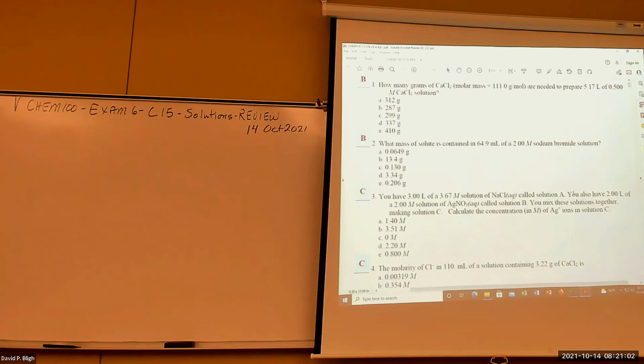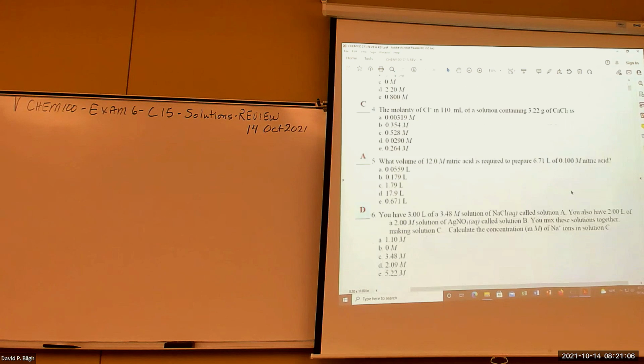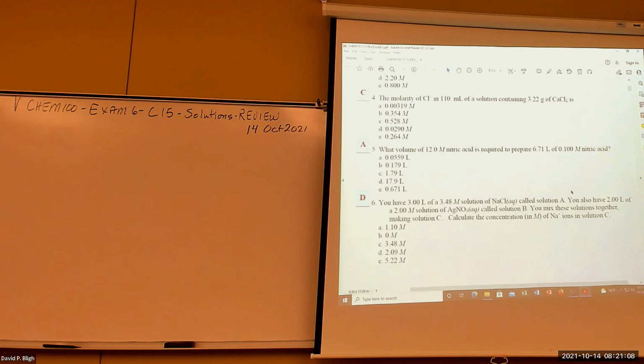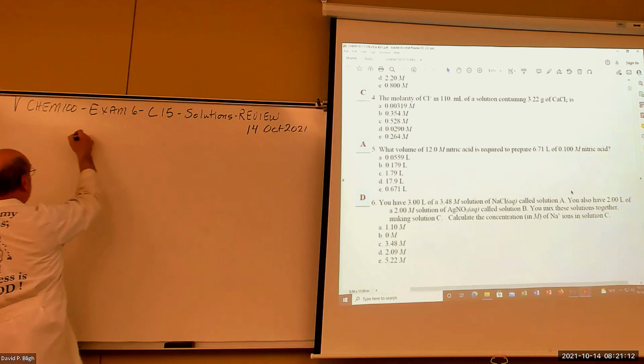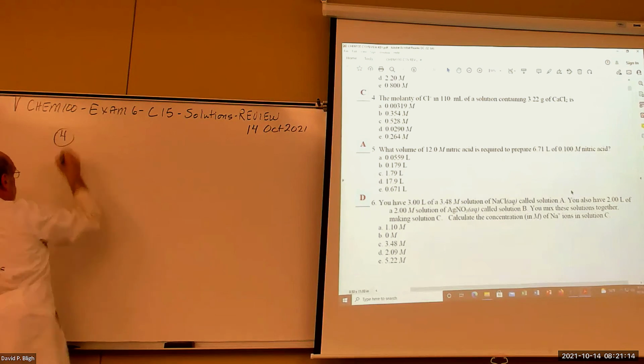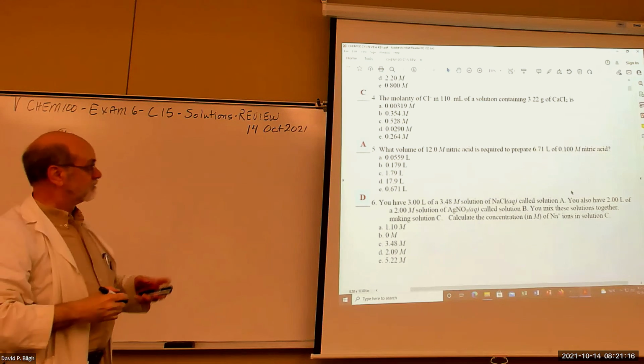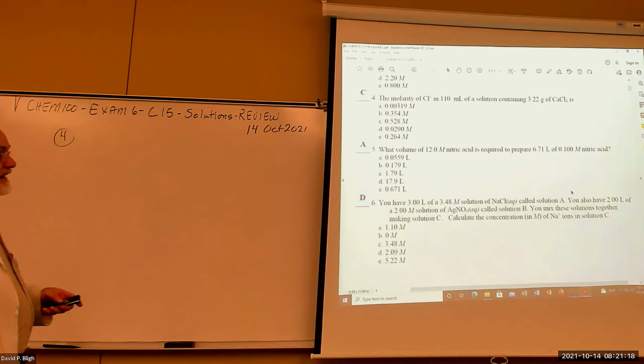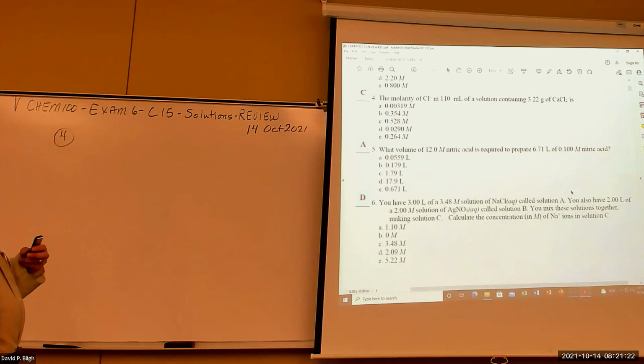Let me scroll a little bit and get the rest of it. Here we go. 4, 5, and 6. The molarity of chloride in 110 milliliters of a solution containing 3.22 grams of calcium chloride is what?